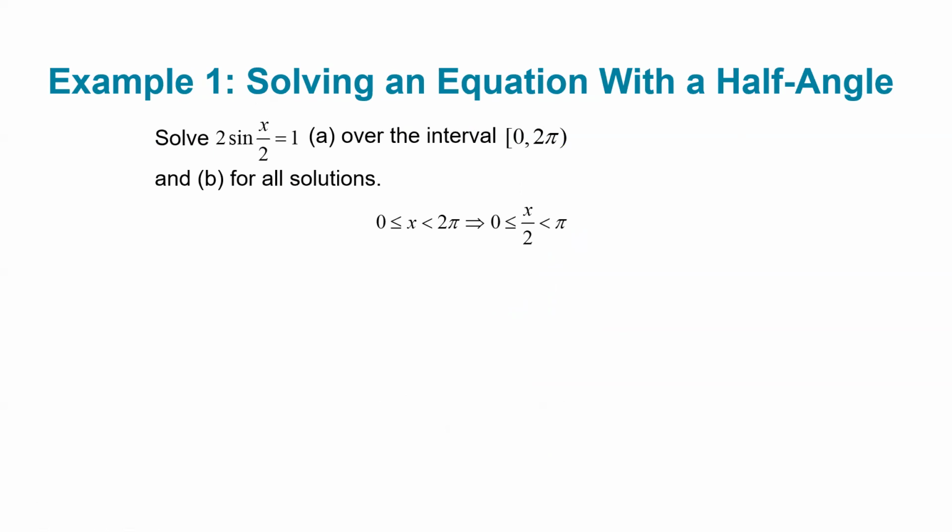When we talk about this, we're only looking at sine being positive, and sine is positive in quadrants 1 and 2. The reason is that if I get sine x over 2 by itself, it becomes sine x over 2 equals 1/2. Does that make sense? So that's why we're only looking in quadrants 1 and 2 right now.